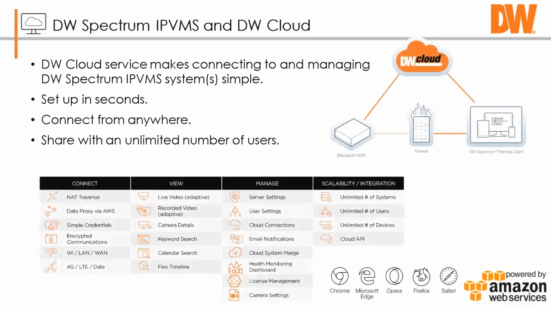We also have the DW Spectrum Cloud Connect. The cloud service allows you to connect really easily. We're using email addresses for that. And we can manage systems very simply, and we can merge, which means we can have multiple servers under the same cloud account, and share it with an unlimited number of users, using their email addresses to share.